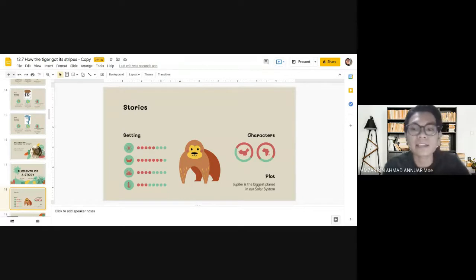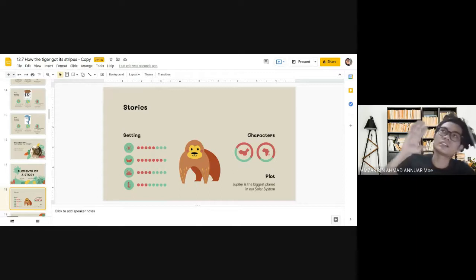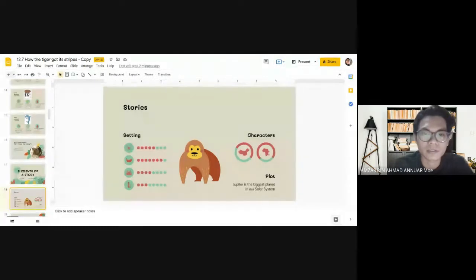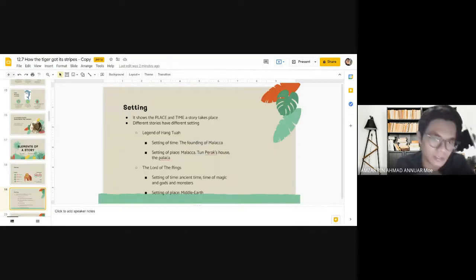Okay. Dan last sekali adalah plot. Plot will talk about the continuation of the story. Dia akan cakap pasal kesinambungan sesebuah cerita. Okay, salin dulu 3 benda ni. Stories, kemudian awak boleh buat setting, characters, plot. Okay, mula-mula awak tulis setting dulu lah. Tak payah tulis lagi characters dengan plot tu. Now we go to the next slide.